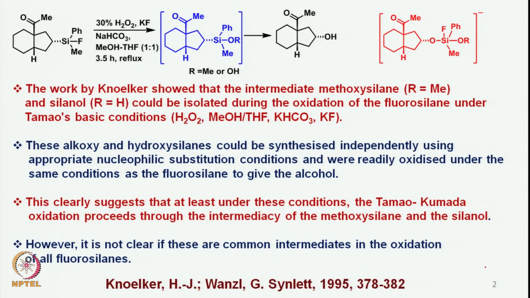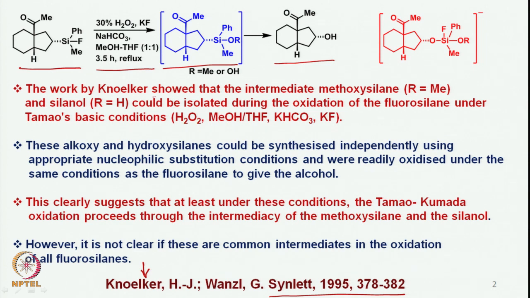Now one more example that I had shown last time was this molecule containing a silicon group and a fluoride at this position, and I showed that it forms a corresponding hydroxy group with the intermediacy of this kind, which essentially was shown by Knölker, a German scientist, whose reference I have given here, in Synlett 1995. When he did the work, he actually isolated the corresponding methoxy or hydroxy group here. So this particular molecule was isolated by Knölker during the reaction of converting this silicon-containing molecule to the corresponding hydroxy molecule.